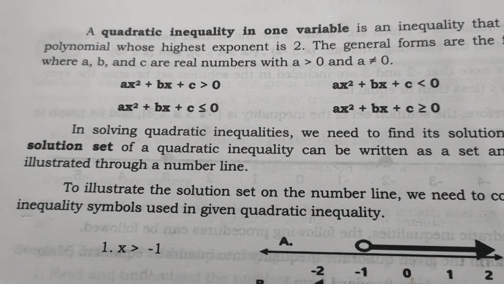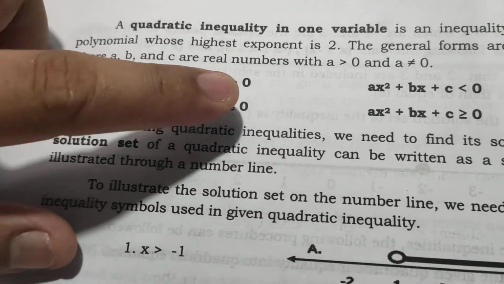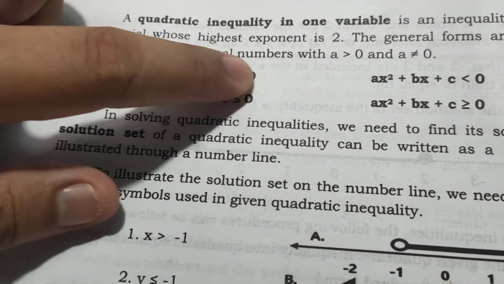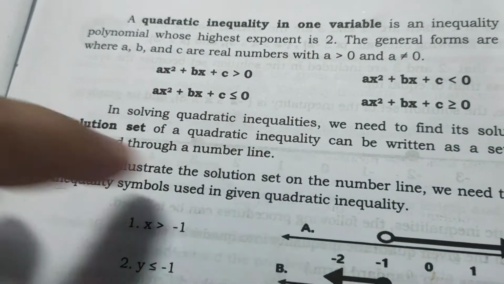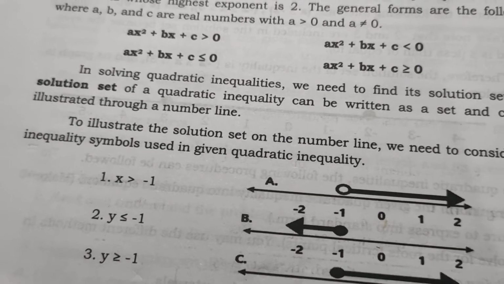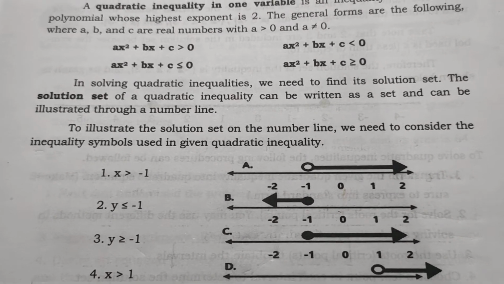So again, how can we know that it is a greater than? It points to the right. The pointer goes to the right. When you're talking about less than, it points to the left. In solving quadratic inequalities, we need to find the solution set.